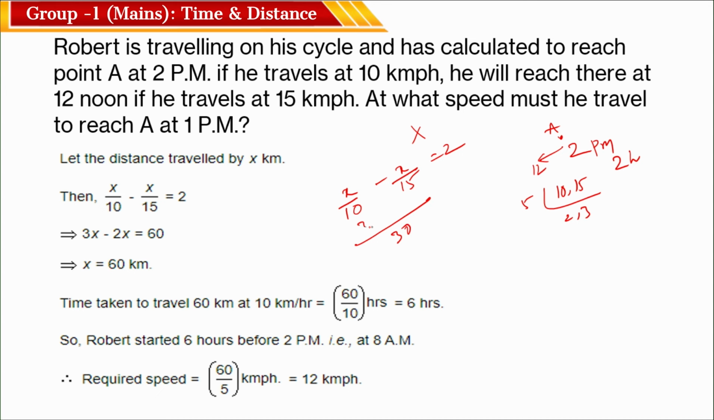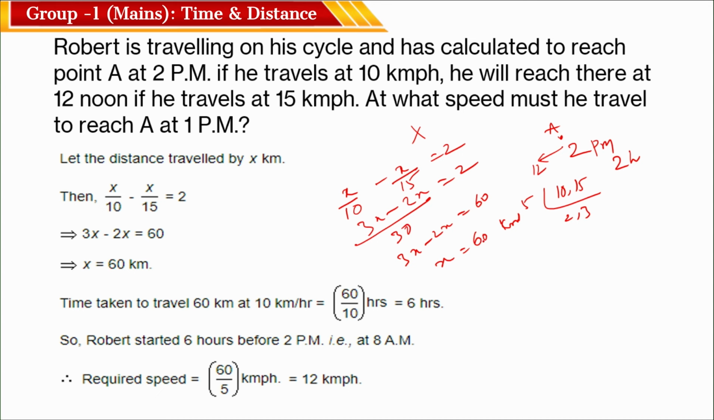3x minus 2x is equal to 60, or x is equal to 60. The distance is 60 kilometers.